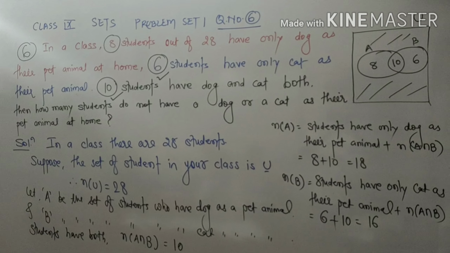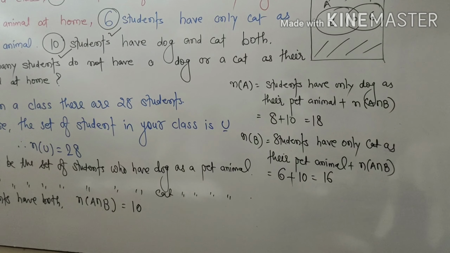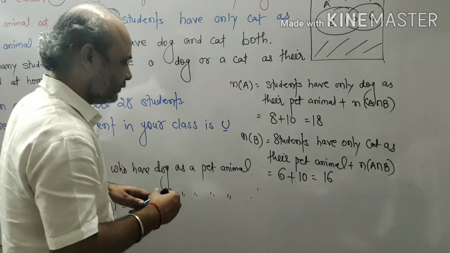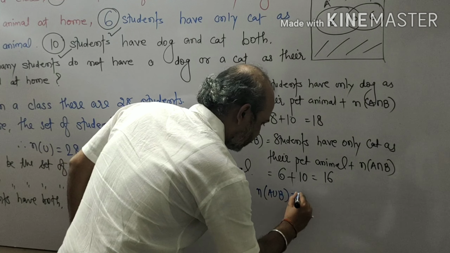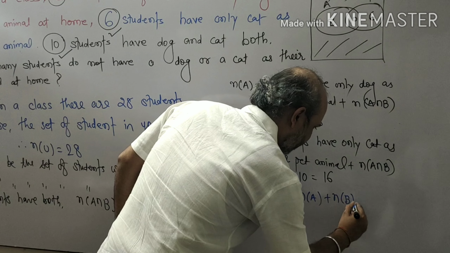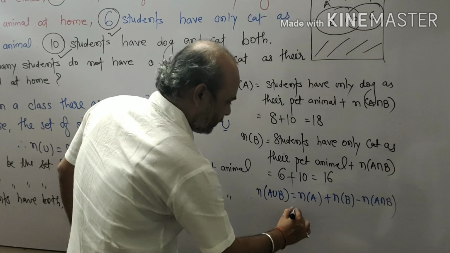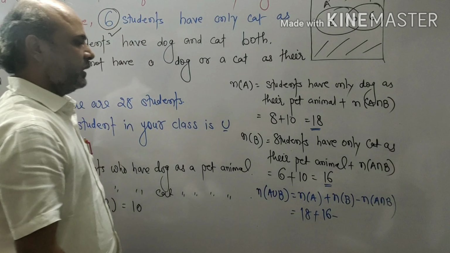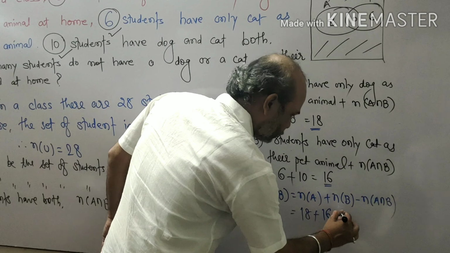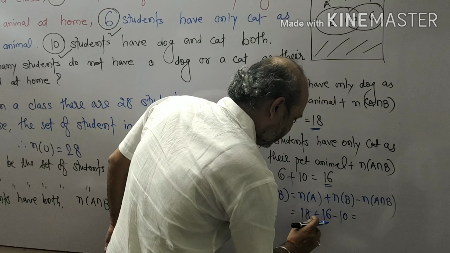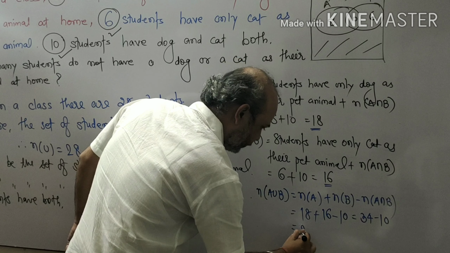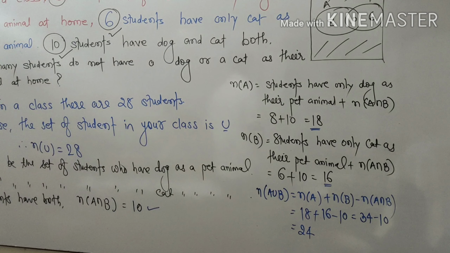Now student, now you will find by using the formula number of A union B is equal to number of A plus number of B minus number of A intersection B. Now student, what is number of A? Number of A is what, 18, plus what is number of B? Number of B is what, student? 16, minus number of A intersection B, that is what, student? 10. So this will be what? This will be 8 and 6, 14, and carry 1 and 1 and 2 and 1, 3, 34 minus 10. So this will be what, student? 24. So student, you will get number of A union B is 24.